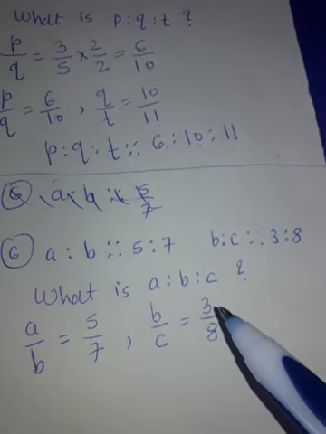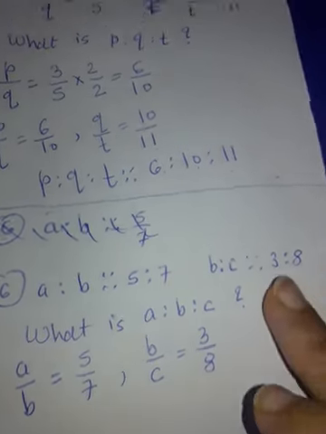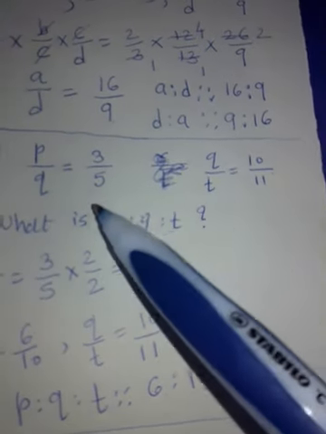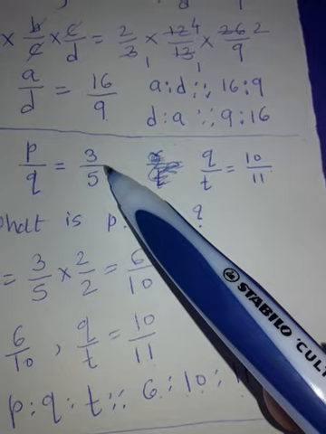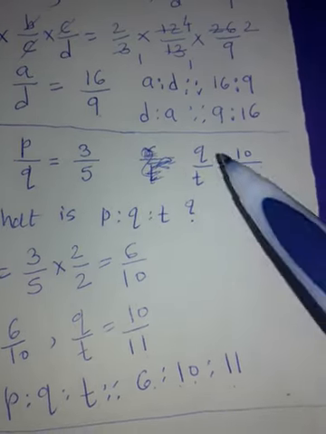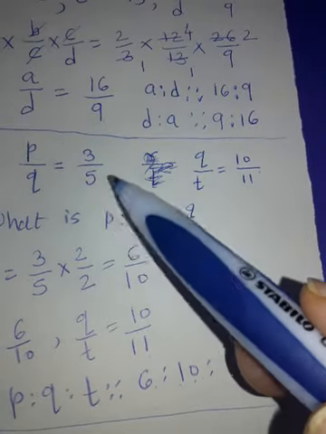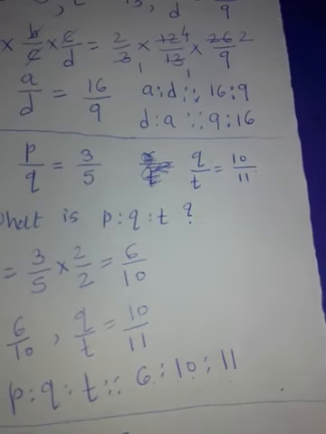Now I want to make this equal, 7 and 3. Here it was easy, 5 and 10. So I just multiplied this by 2 upon 2 and I got 10, because 5 and 10 are related to each other. 5 is a factor of 10. 5 into 2 became 10.